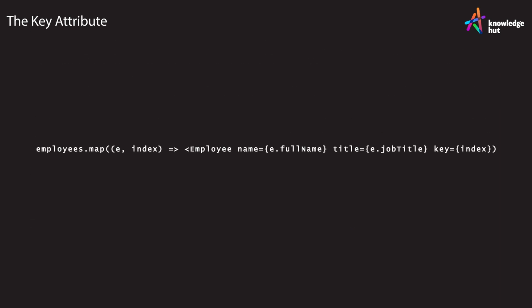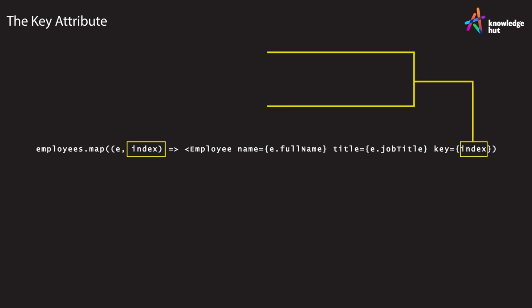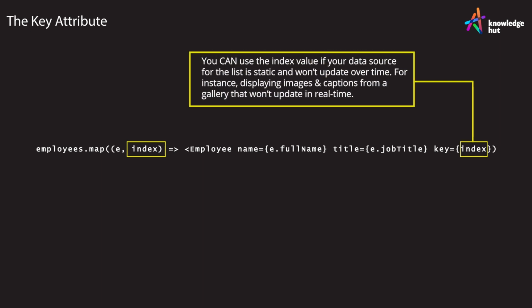Having said this, there are cases where it is perfectly fine to use the index value for the key prop. For instance, if your list is static and won't be modified, rearranged, or sorted in any way, then the index number from the array is perfectly valid and safe for use as the key. As an example, you may want to display a static data set such as a gallery of images and captions that comes through an API but never gets updated in real time in the React application.